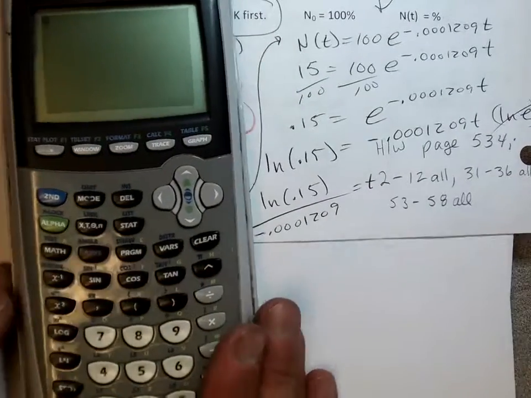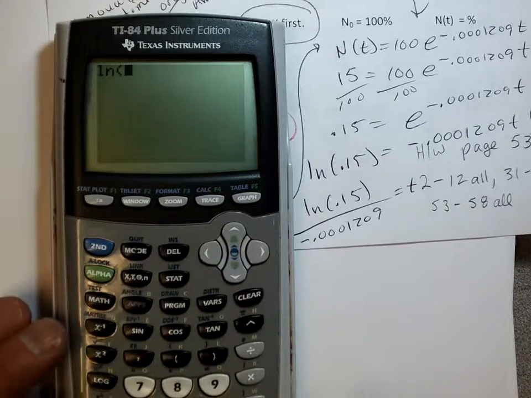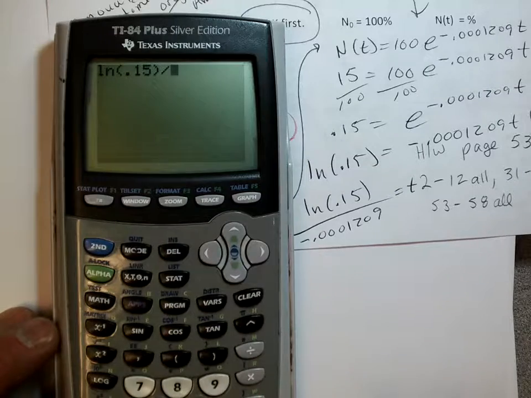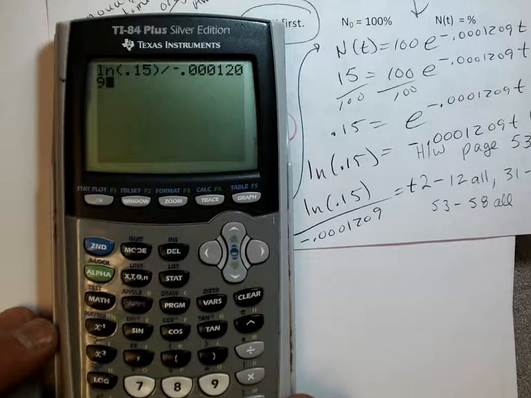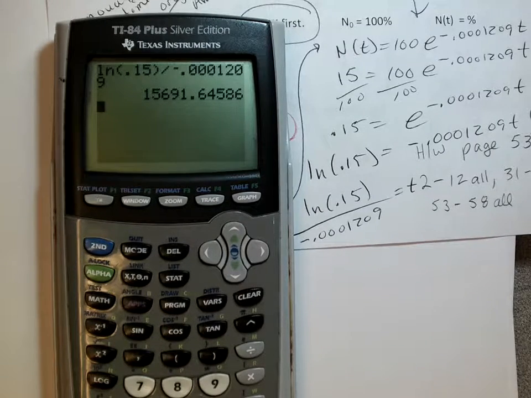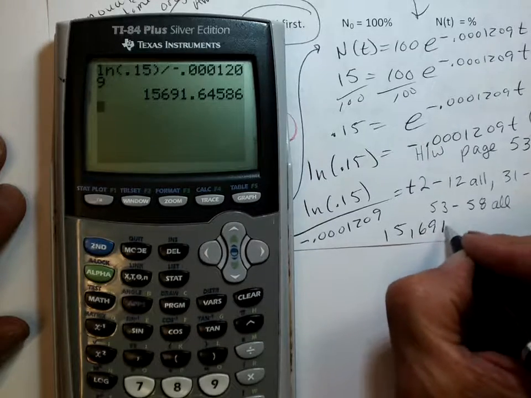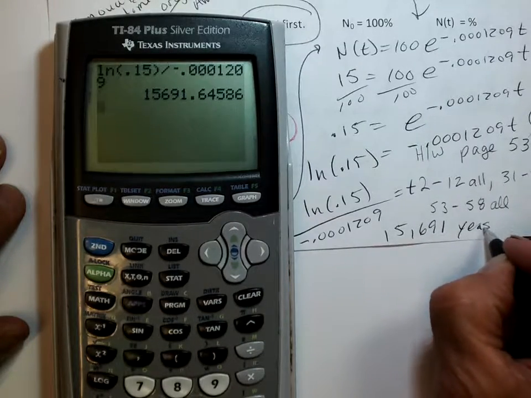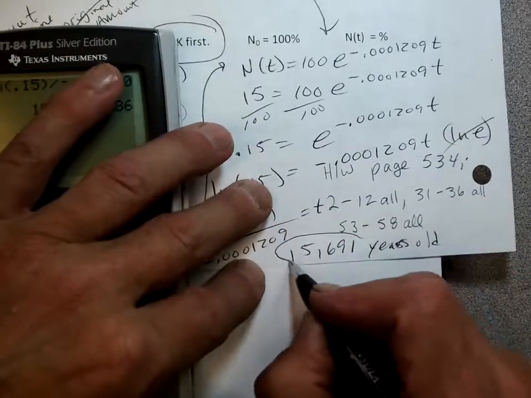So I have ln of 0.15 divided by negative 0.0001209. Is it negative? It has to be negative because it's decay. So my answer is about 15,691 years old. That's how old that tooth is. So about 15,691 years old. That was a good problem, huh?